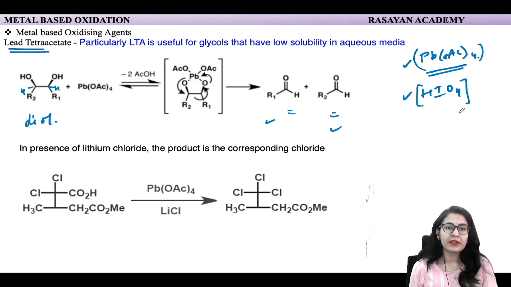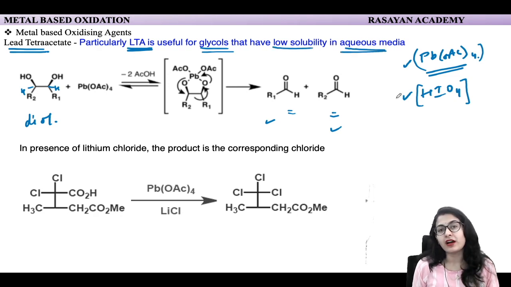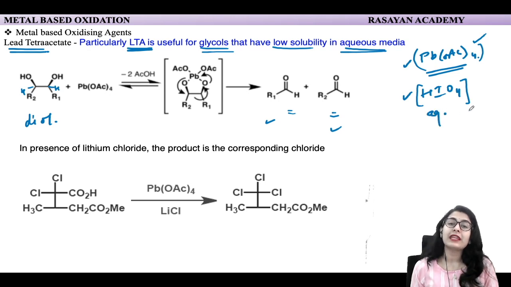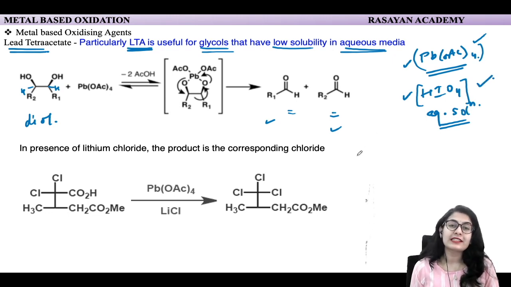Okay, that is LTA or lead tetraacetate is used for glycols that have low solubility in the aqueous media. For those who are not soluble or having a very low solubility in water, for those we are going to take lead tetraacetate, and the periodic acid will be taken in the aqueous solution, which means the diols which are soluble in water will be cleaved by the periodic acid, and it does the same job. Okay, you must have also seen this in the carbohydrates. When you are studying carbohydrate, it is very extensively used, okay, for the diol cleavage.